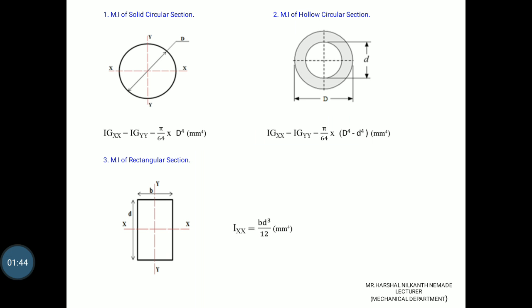Moment of inertia of the solid circular section, IGXX is equal to IGYY is equal to pi by 64 multiplied by d to the power 4. Already when we solved the moment of inertia chapter, I gave formulas for the circular section, hollow circular section and rectangular section. So for hollow it will be pi by 64 multiplied by capital D raised to 4 minus small d raised to 4, and for the rectangular section it is b d cube divided by 12, and the unit for inertia is mm raised to 4.